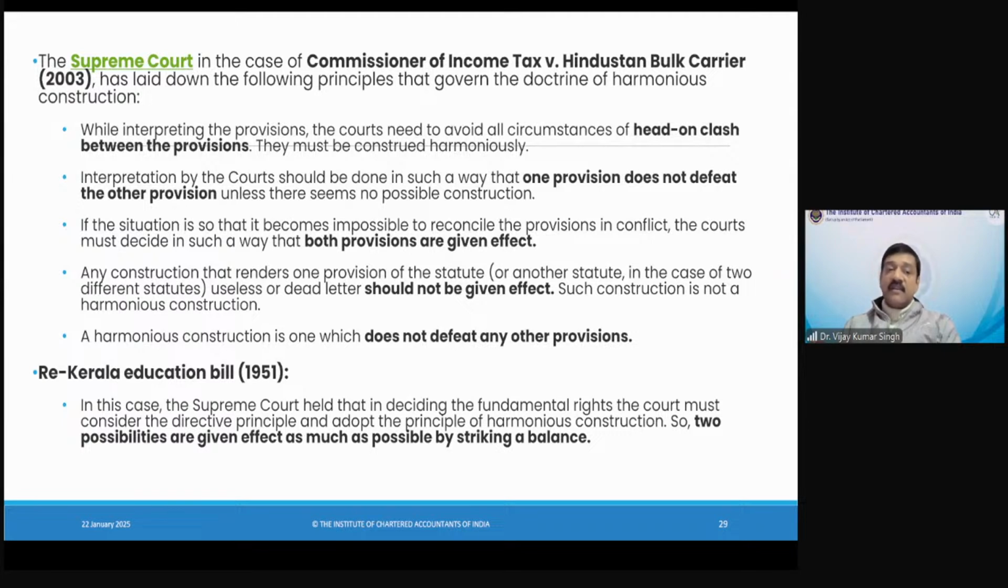There is another example, the Kerala Education Bill case. In this case, the Supreme Court held that in deciding the fundamental rights, the court must consider the directive principles and adopt the principles of harmonious construction. So both are given effect as much as possible by striking a balance. So the courts try to come up with a balance, and that is called harmonious construction.